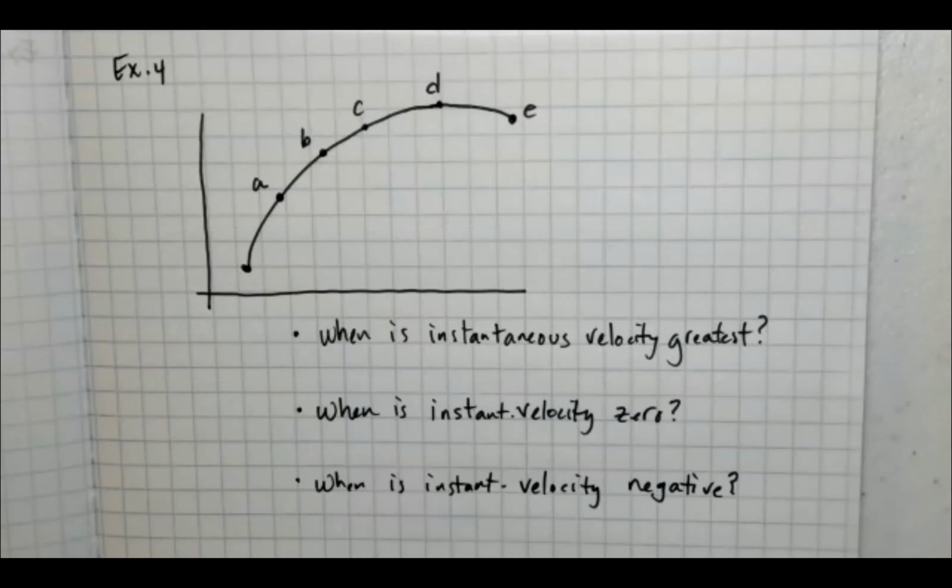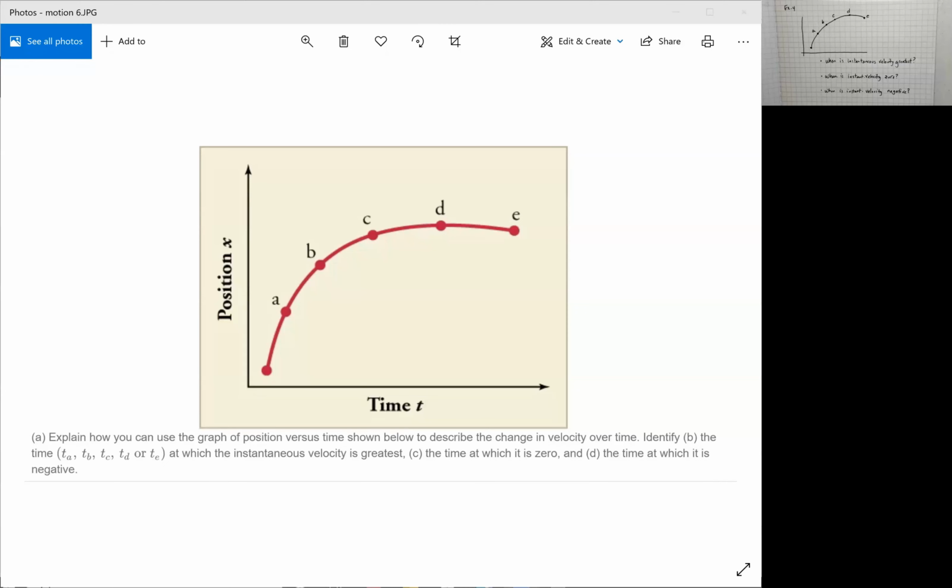All right, I want to talk about one more problem before I end this video. The problem gives us a position versus time graph. It says, explain how you can use the graph of the position versus time to describe the change in velocity over time. Well, remember, the change in velocity is going to be the slope of our tangent line. It says, identify the time when instantaneous velocity is greatest, at which it's 0, and when it is negative.